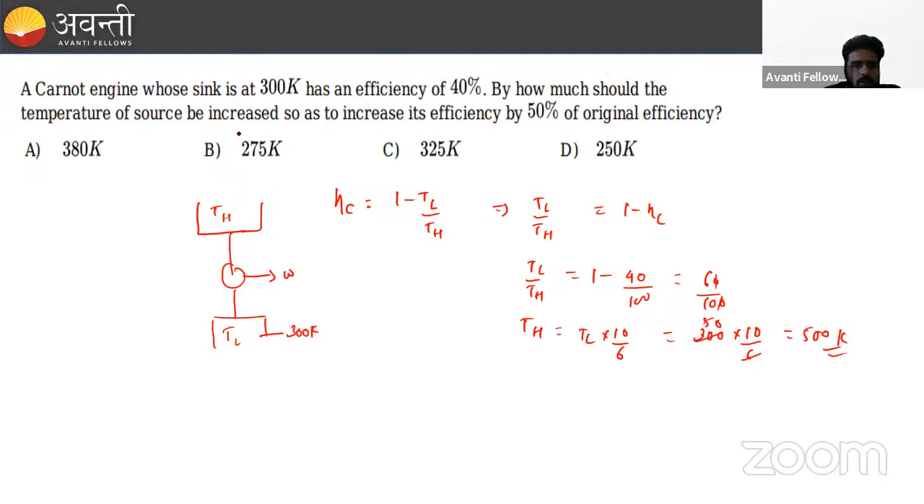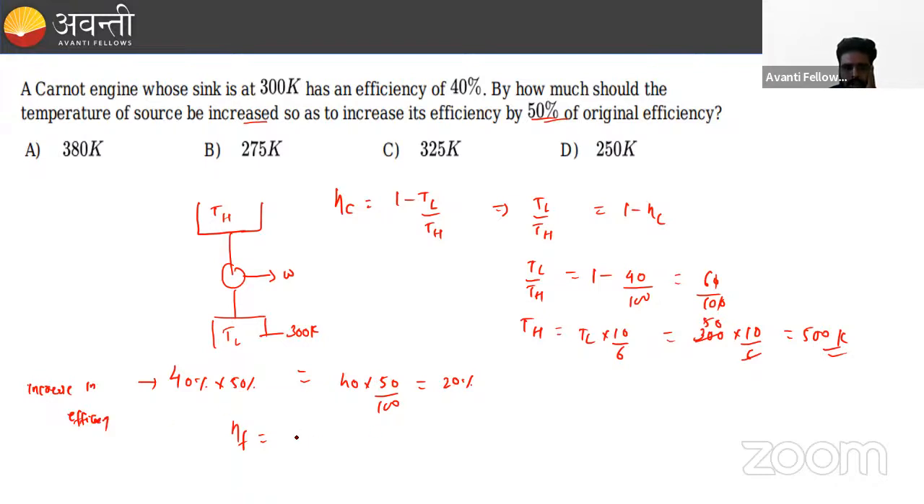It is given: how much should the temperature of the source be increased to increase the efficiency by 50%? The original efficiency is 40%. If we increase the efficiency by 50%, then what is the efficiency? We can see the increase in efficiency, this value will become 20%, and the final value of efficiency will become 50 plus 20, that is 70%.